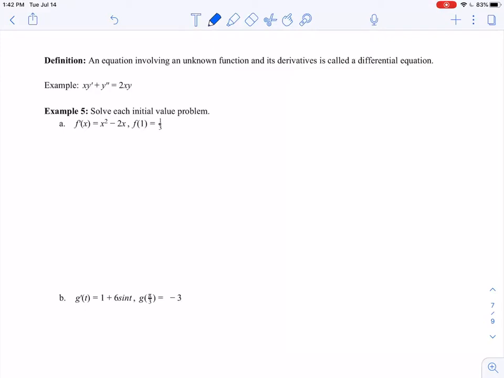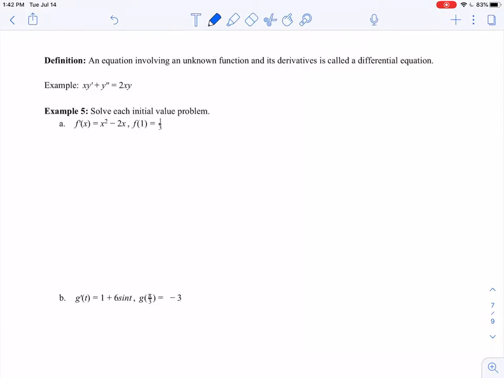So differential equations actually ends up being a really deep topic. You can take whole classes on differential equations. Moraine Valley actually offers a differential equations class. So there's a lot to this topic. We are going to look at just a couple of fairly simple examples.